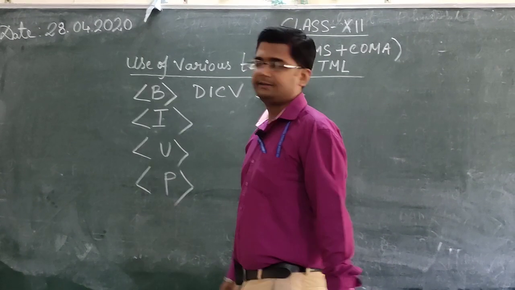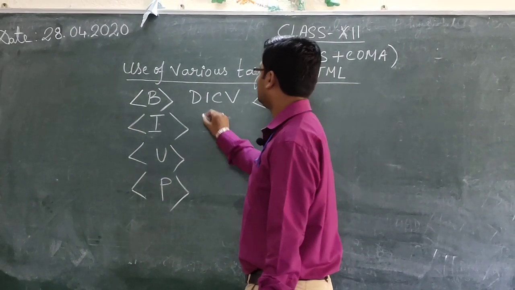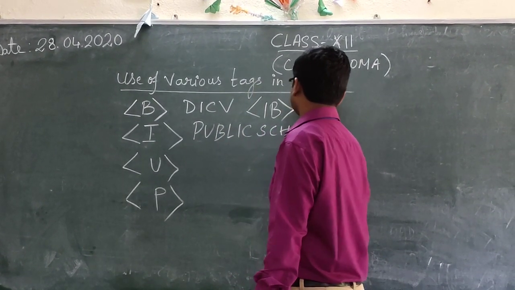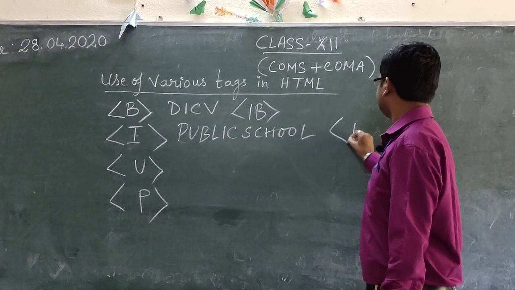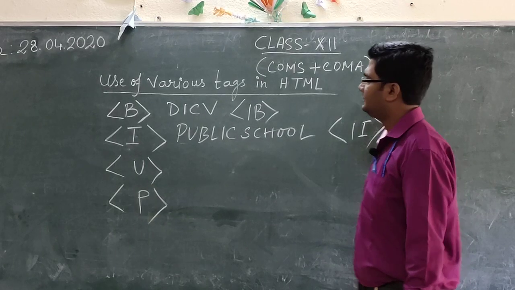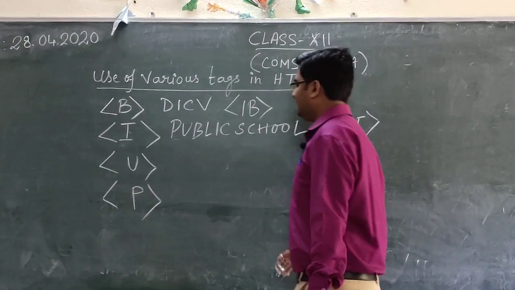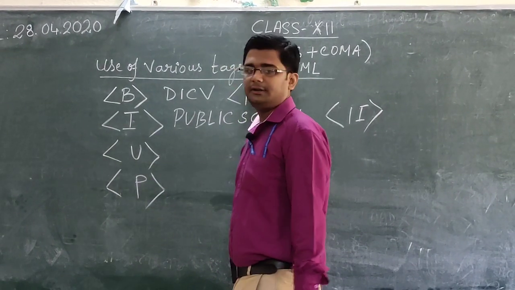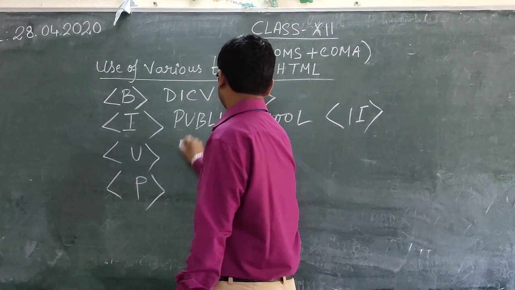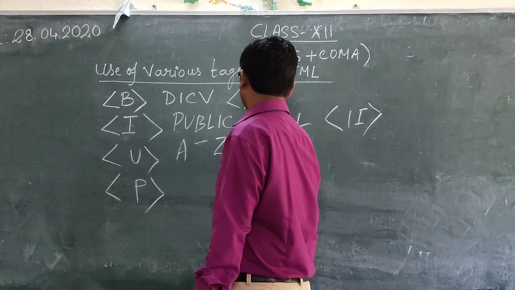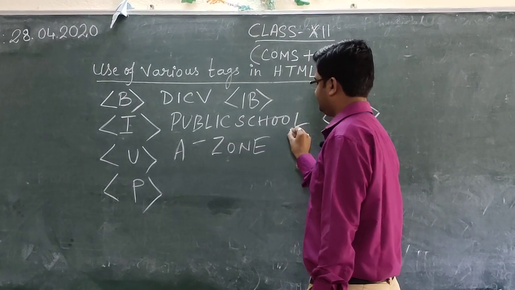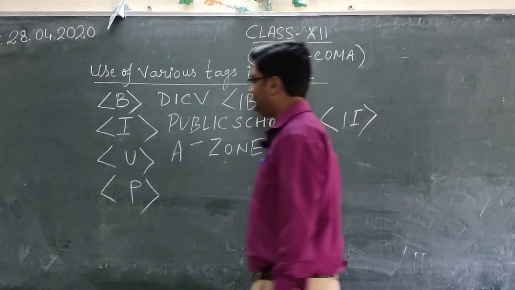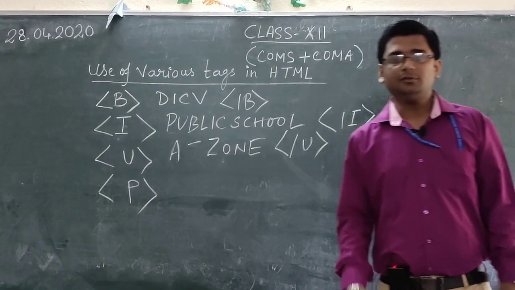Similarly, I stands for italics. It is used to make the text in italics. So again writing public school, and I am closing the I tag. This text will come in italics font. Next comes U. U stands for underline. So if I write Azone, so Azone will be displayed in underline. And P, this P tag is used to make a paragraph.